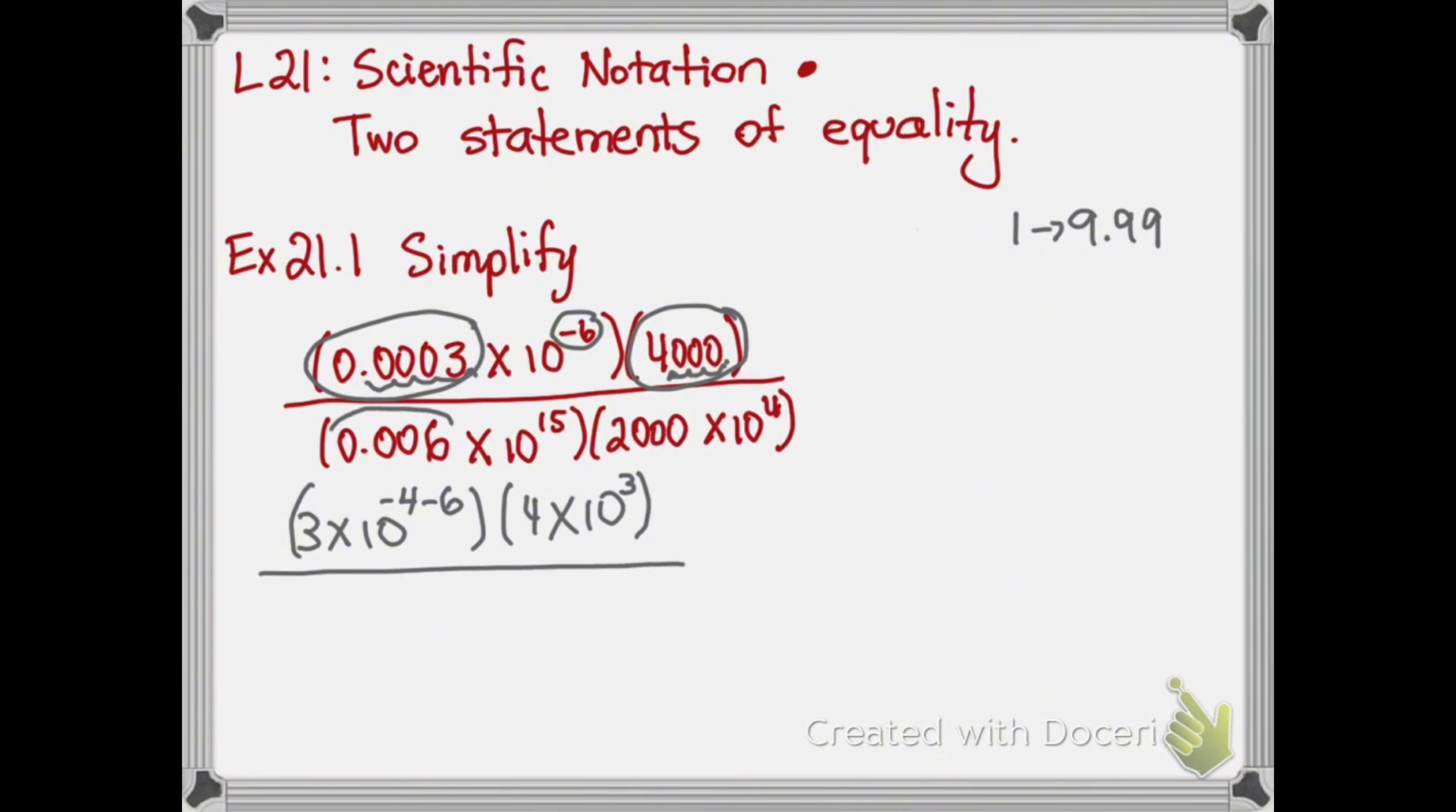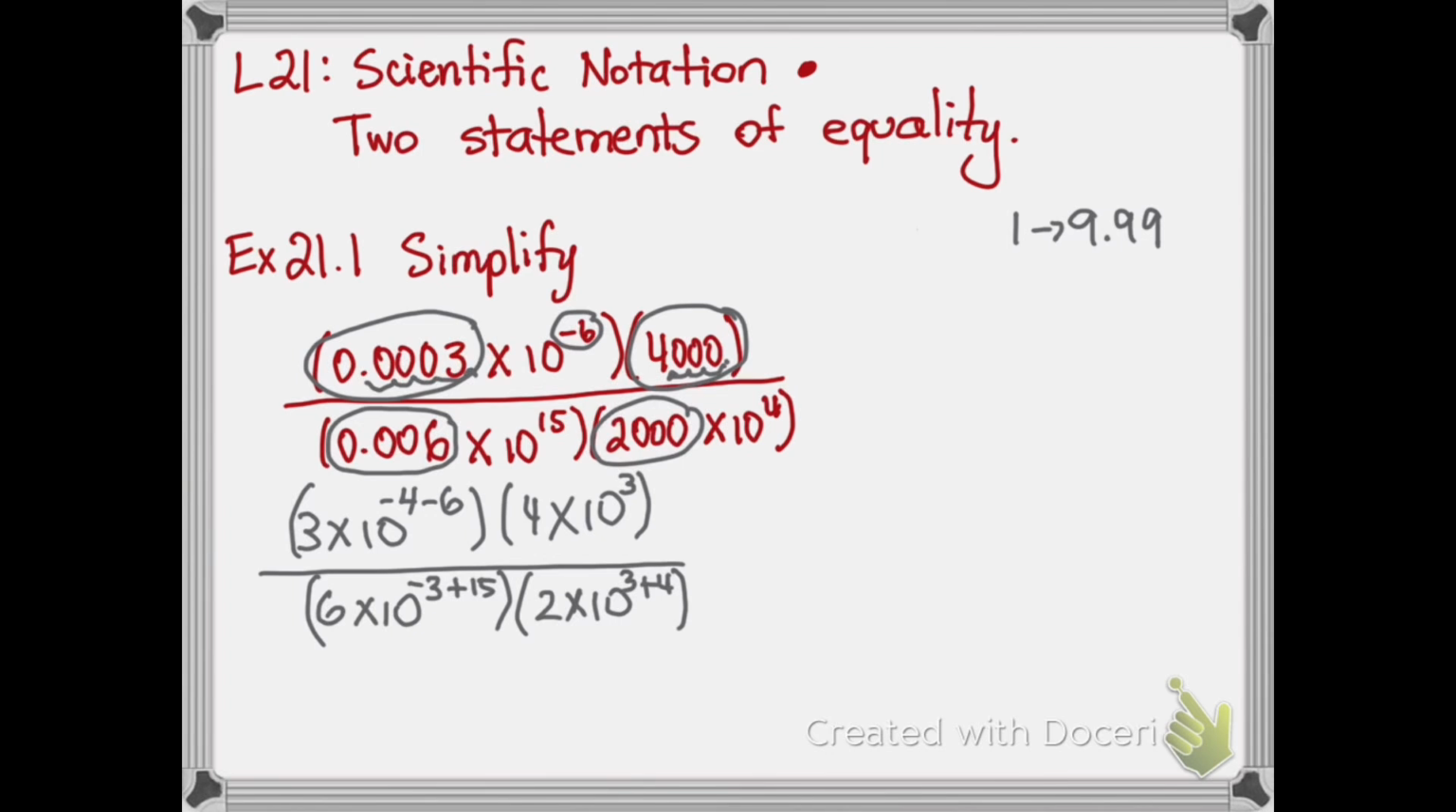We'll do the same on the bottom. This is 6 times 10 to the negative 3, and then we have the plus 15. And then the 2,000 is going to be 2 times 10 to the third power, and then plus 4 because there's a 4 there. And now we're ready to simplify that.